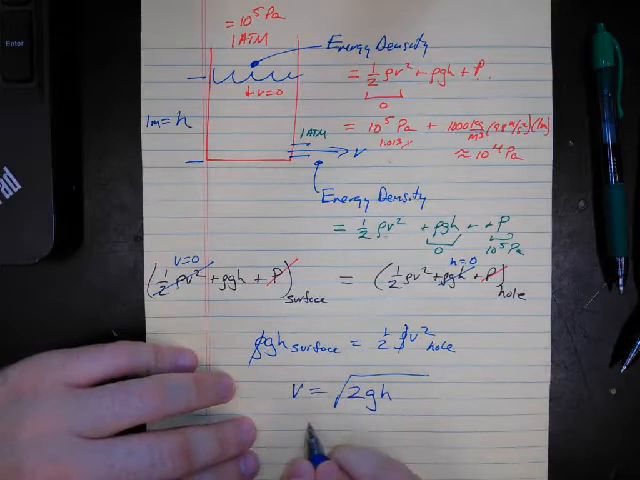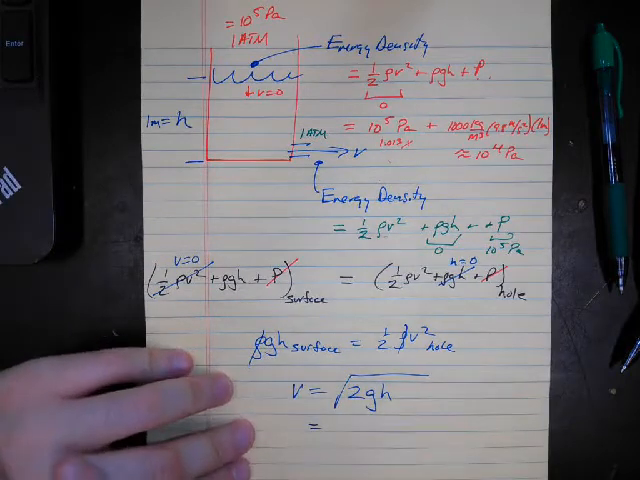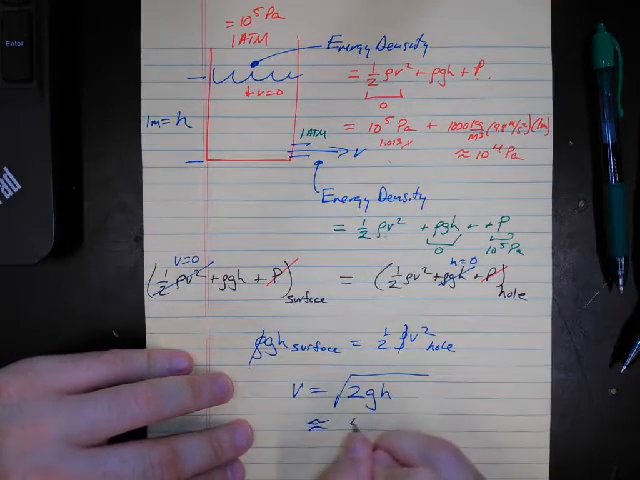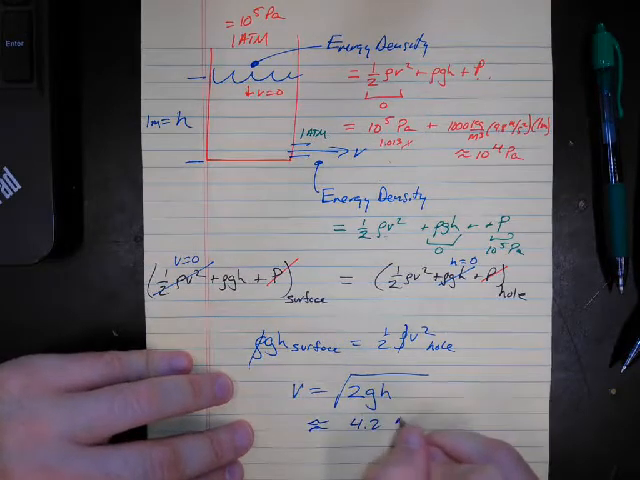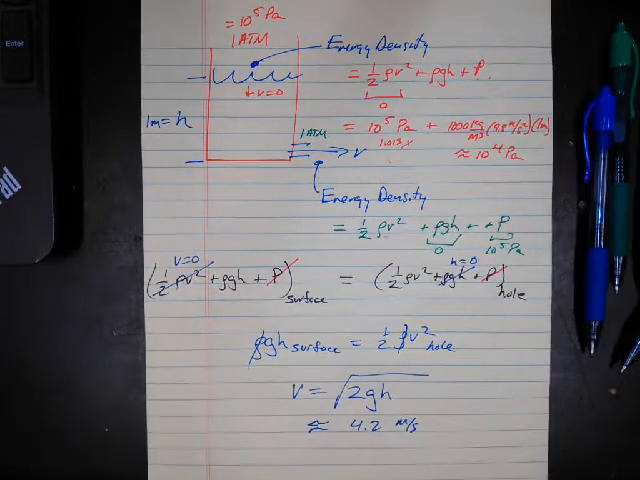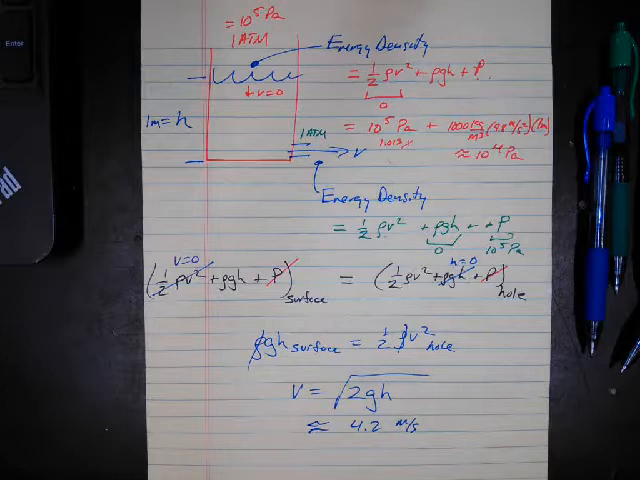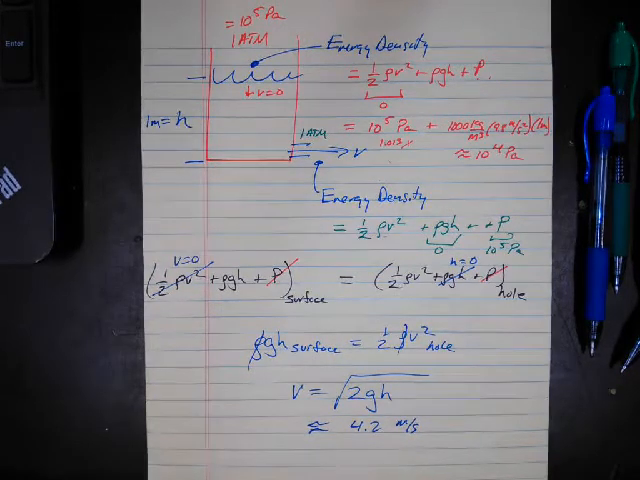So, this is going to be 2 times 9.8 times 1 meter, so it's going to be square root of 19.6. So it's going to be about 4.2 meters per second. You get the same result. The speed of the water going out the hole is the speed of the water falling from the surface to the hole, which is what we kind of expect. The water has to fall from the surface of the water to the hole. Now, obviously, it doesn't do it all at once. It pushes water out.